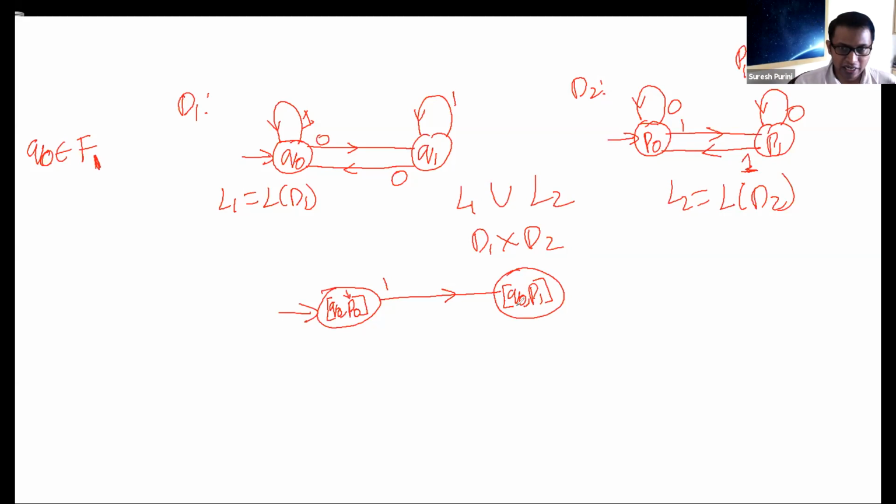Now when we are in this particular state and we see a 1, again we simulate what is happening on the first coordinate, keeping track of DFA D1. Q0 remains in state Q0, but P1, on seeing 1, moves from state P1 to state P0. So we go to the tuple state Q0 comma P0. Like this, you construct this whole DFA. I'm sure you would have seen this construction in your automata theory course. I hope you understand this construction.